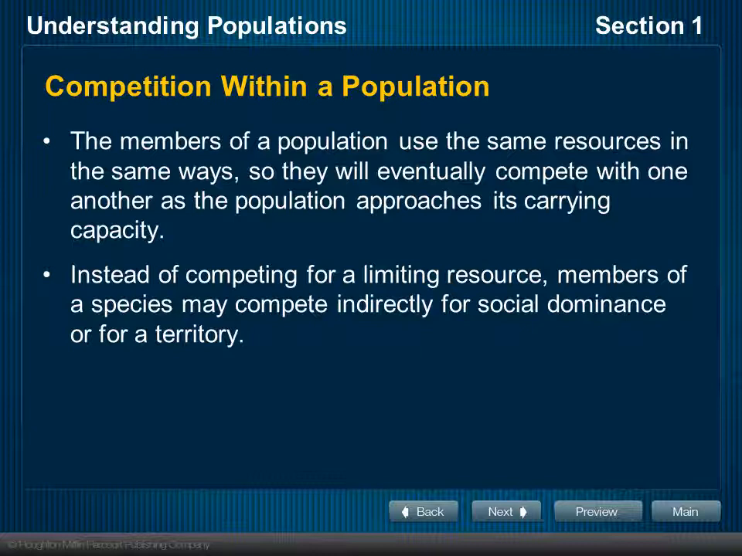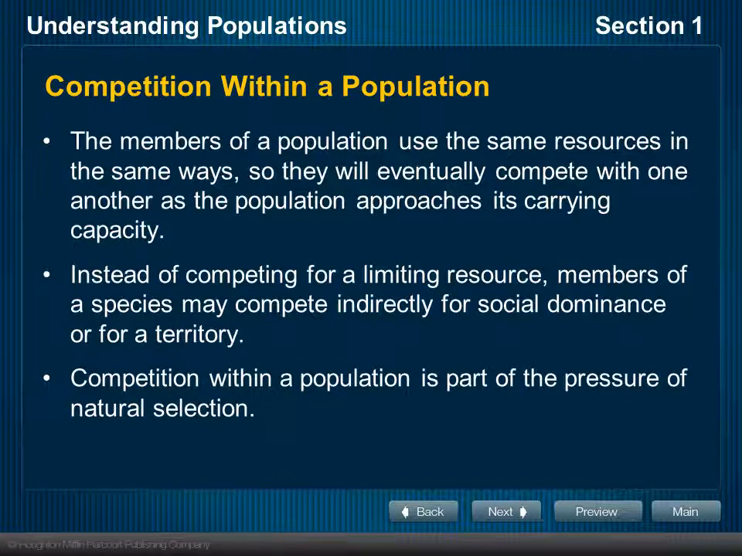And sometimes what we see in an ecosystem, instead of competing for a limiting resource, members compete indirectly for social dominance or for territory. When you have mating season, when you have white-tailed deer and bucks are in rut, the bucks are literally competing for mating rights. We saw this in some of the Planet Earth videos we watched. So competition can be for lots more things than just food, but all competition is going to have an impact on the size of that population of that species in that area. And it's part of the process of natural selection as well.